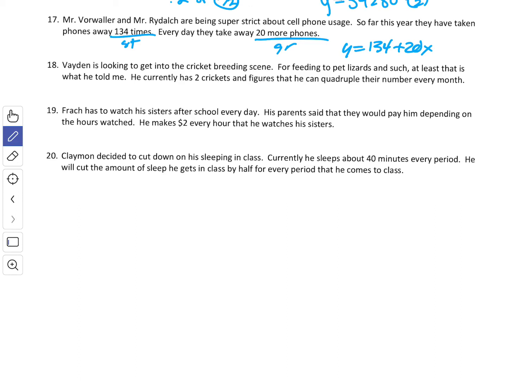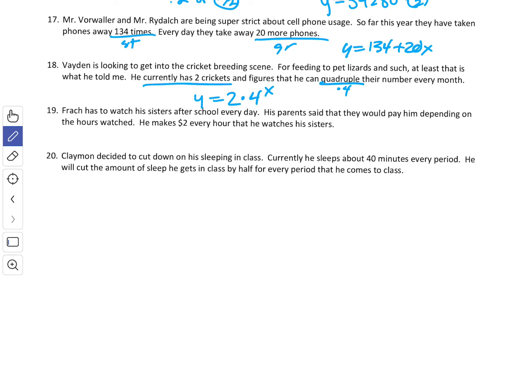18. Vaden is looking to get into the cricket breeding scene for feeding to pet lizards and such. At least that is what he told me. He currently has 2 crickets. There's our start, y equals 2. And he figures that he can quadruple, times by 4, their number every month, times 4 to the x power.